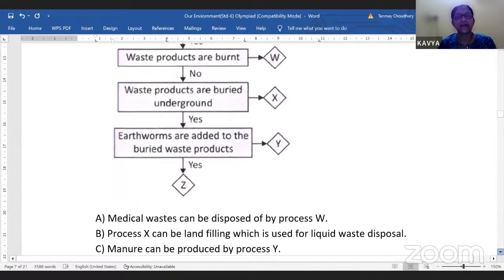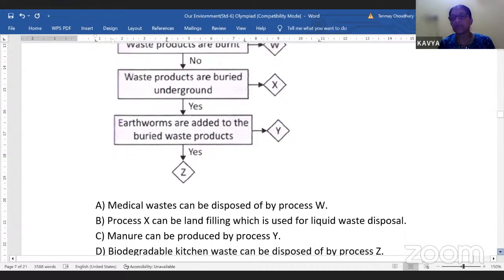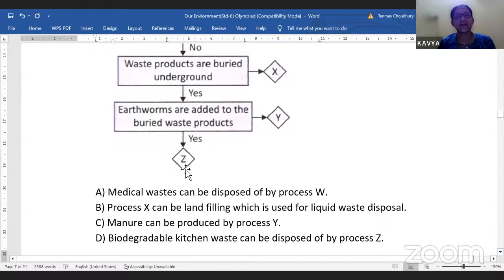Medical waste can be disposed by process W. Yes, by incineration. This is correct. Process X can be landfilling, which is used for liquid waste disposal. No, not for liquid waste disposal, but landfilling, yes. Manure can be produced by process Y. Yes, manure or compost can be produced by process Y. Biodegradable kitchen waste can be disposed by process Z. Yes, like composting or vermicomposting can be done by process Z. So this one will be the incorrect one.